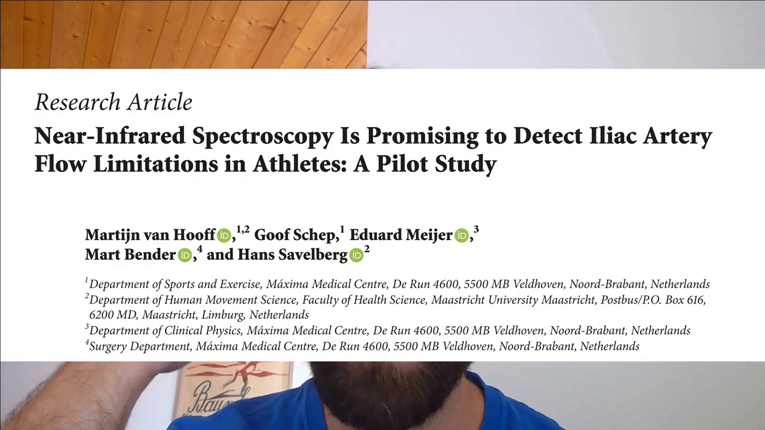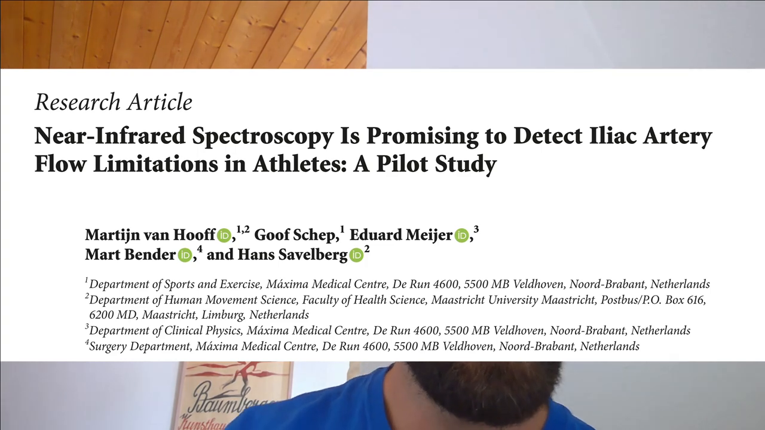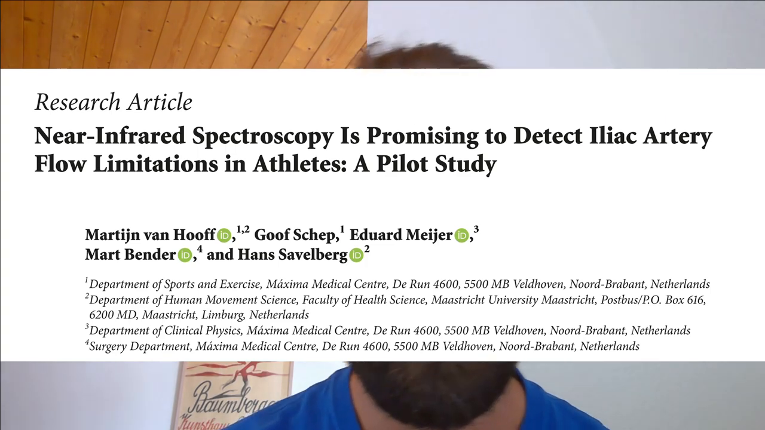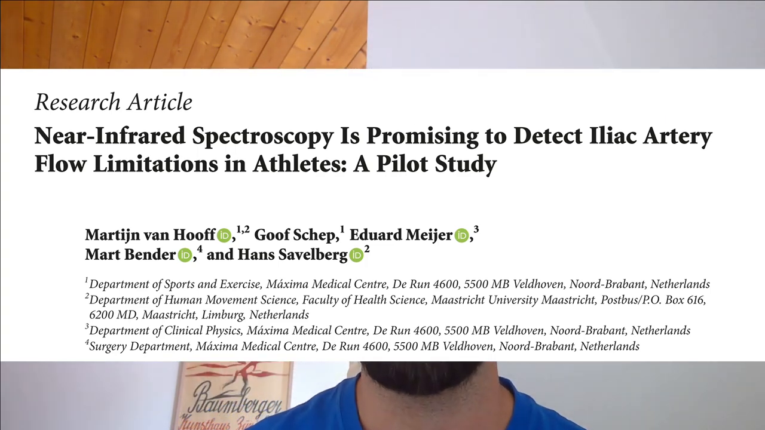So basically, blood flow to your working legs through the iliac artery, and NIRS. Someone actually sent a paper which I'd read before, but it is an interesting paper, and I've got it right here. It's "Near infrared spectroscopy is promising to detect iliac artery flow limitations in athletes: a pilot study," and it's a great, good paper to read. They show some good data.